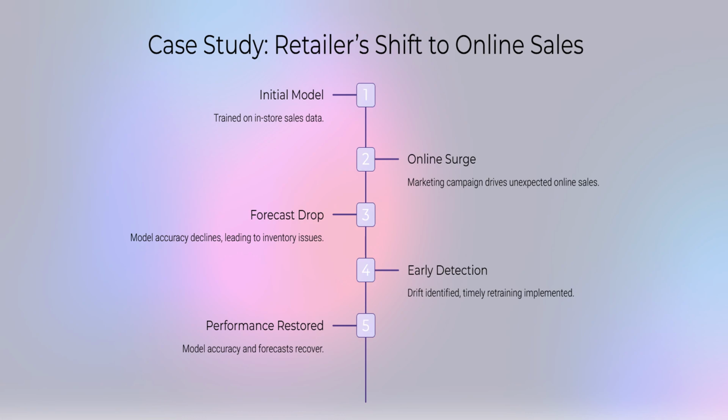Forecast drop: the model's accuracy declines, leading to operational issues like incorrect inventory forecasts. Early detection: a drift detection system identifies the change in data distribution. Performance restored: the model is retrained on the new online sales data, restoring its accuracy and reliability. This case study effectively demonstrates the why, what, and how of managing data drift.